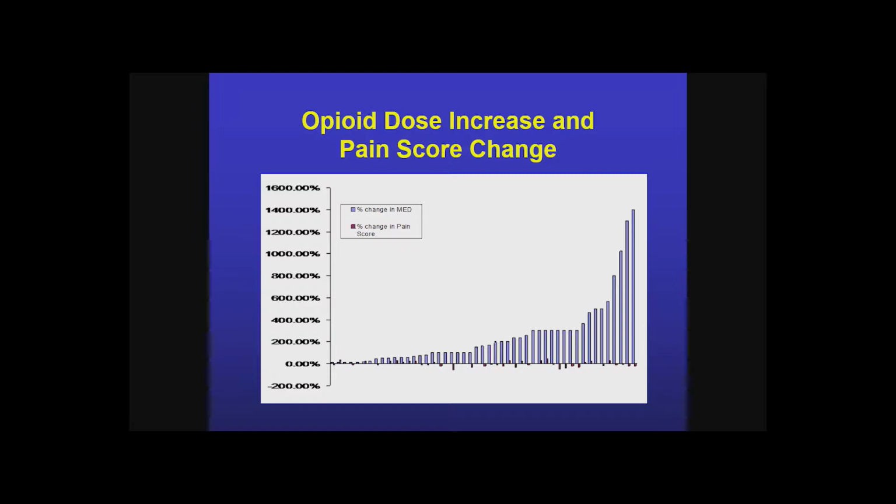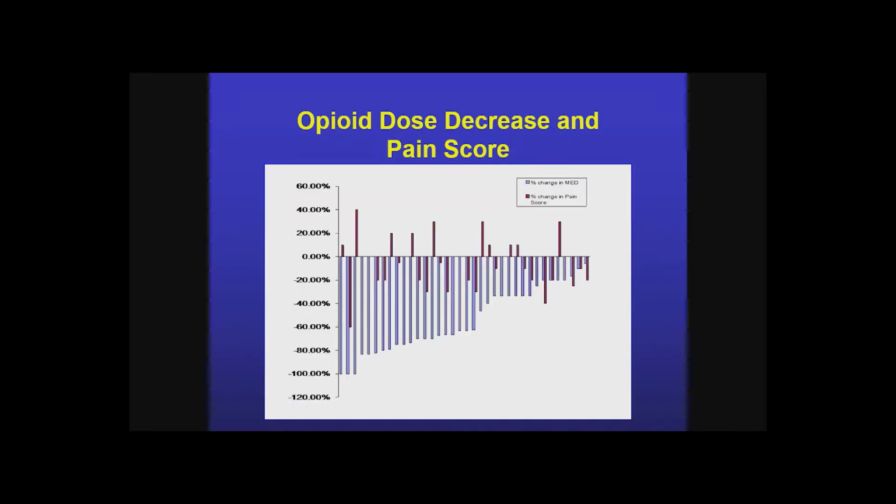But if you look at the pain score change, it's almost minuscule. In this patient, for example, with 1,400% increase in opioid dose, the pain score change is almost like 5–10%, almost nothing. Then look at this group. This group has a dramatic opioid dose decrease. In some cases, opioid was basically tapered off from these patients. And you can see, of course, some of them have a pain score increase, but most of them have a pain score decrease. And this is after we had the concept of opioid-induced hyperalgesia.